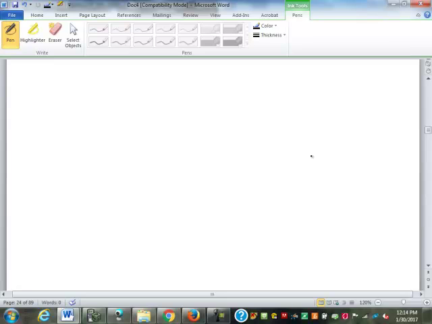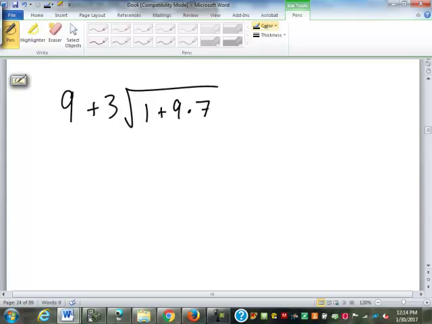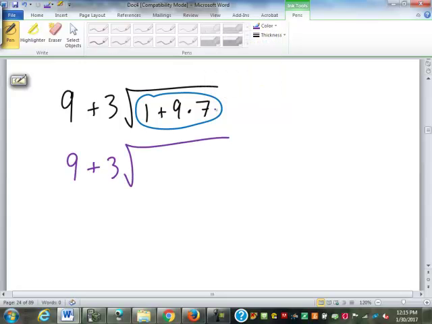So there's one last type of enclosing symbol I want to show you, and that looks like this. We're used to the square root symbol, but here it is acting as an enclosing symbol. It separates this part of the problem from the rest. So it's telling us we have to do what's inside there first. And inside of that, order of operations still applies.